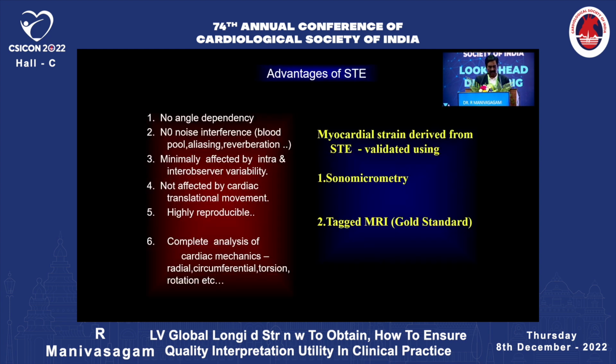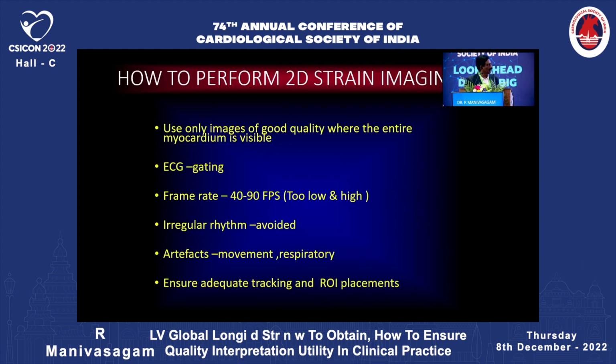The advantages of speckle tracking echo or 2D strain are: no angle dependency, no noise interference, minimally affected by intra- and inter-observer variability, not affected by cardiac translational movement, and highly reproducible. Other mechanics like radial, circumferential, torsion, rotation, etc., apart from longitudinal shortening, can be obtained. Myocardial strain derived by speckle tracking is well validated by the sonomicrometry method and tagged MRI method. This is a proven method.